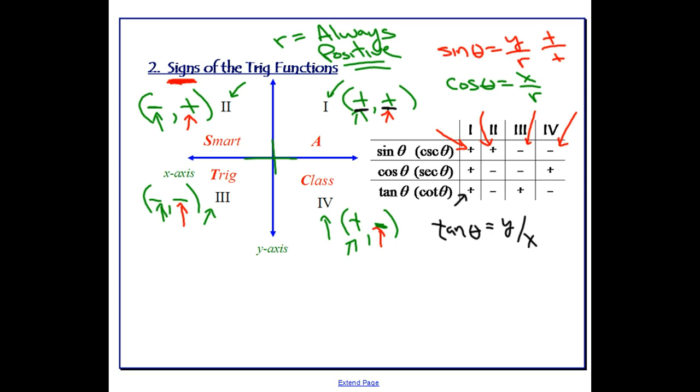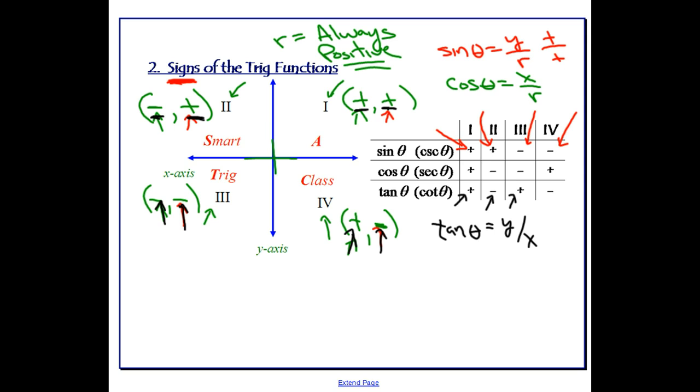Second quadrant, we've got a positive y, a negative x, and a positive divided by a negative is a negative. So second quadrant, we've got a negative. Third quadrant, very interesting. A negative divided by a negative gives us a positive. So the third quadrant, we're back to positive. And the fourth quadrant, we are back to negative, because look at this. We've got a negative divided by a positive. All right.